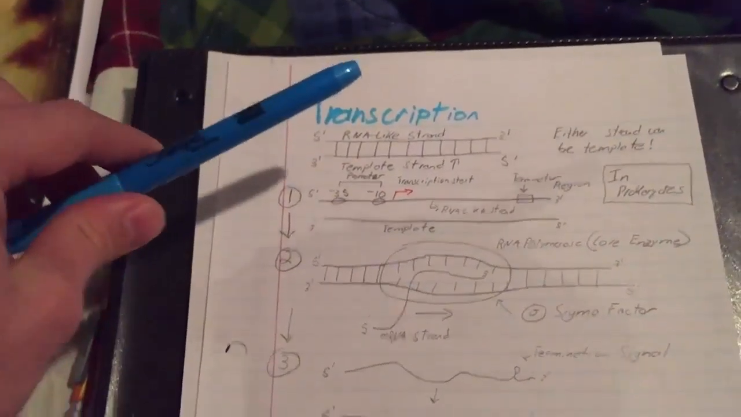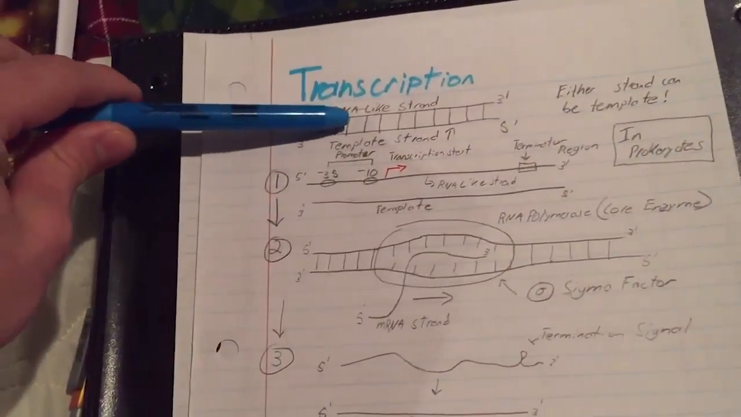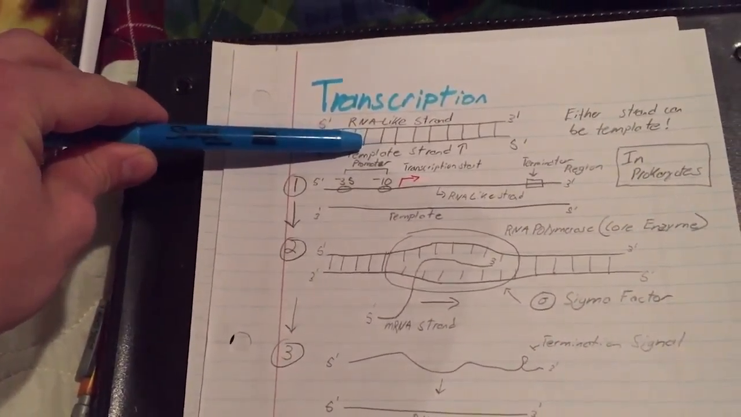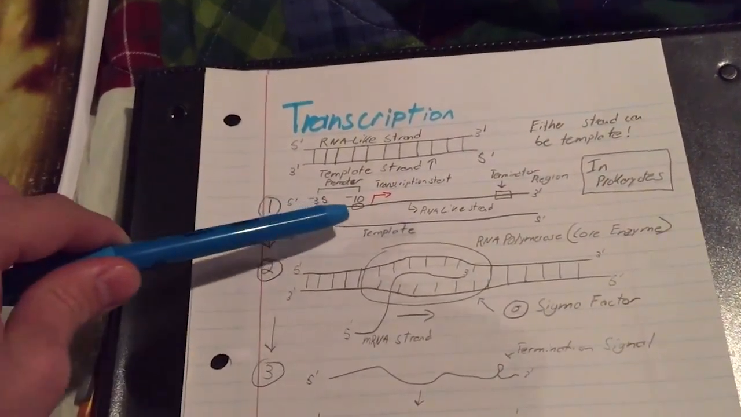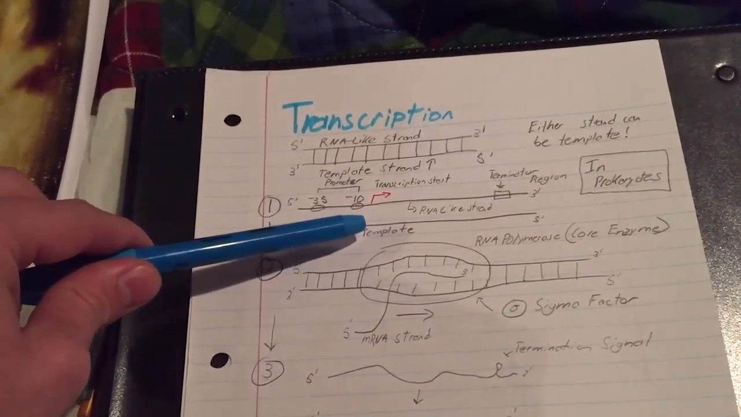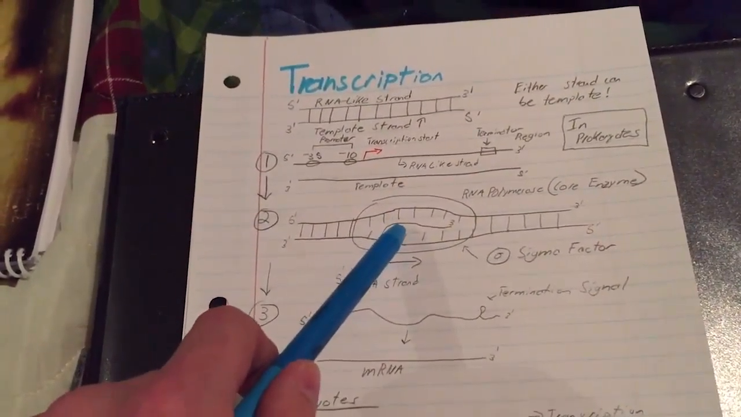The second process I will describe is transcription. You have an RNA-like strand, 5' to 3', and you have a template strand, 3' to 5'. The RNA-like strand will be exactly like your RNA, and the template strand will be anti-parallel and complementary. Either strand can be the template. In prokaryotes, you have a promoter sequence of -35 and -10, which is essential for transcription to start, and you have a terminator sequence. RNA polymerase is a core enzyme.